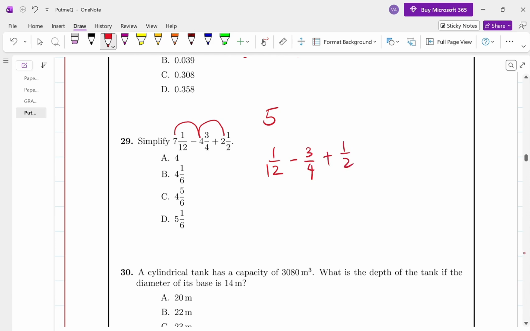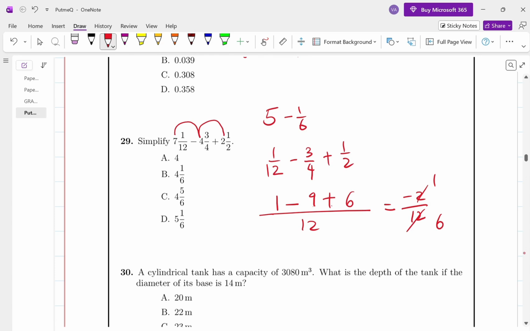Okay. Now the LCM here is 12. 12 divided by 12 is 1. 1 times 1 is 1. Minus 12 divided by 4 is 3. 3 times 3 is 9. Plus 12 divided by 2 is 6. 6 times 1 is 6. 1 minus 9 is minus 8. Minus 8 plus 6 is minus 2. So this will be minus 2 over 12. Now 2 into this is 6. You can come and say 5 minus 1 over 6.